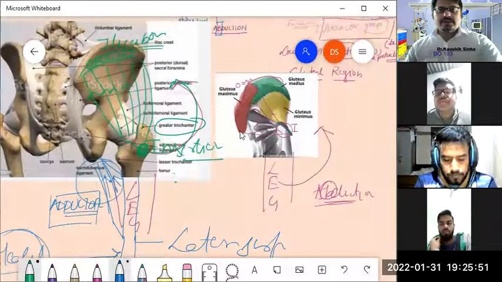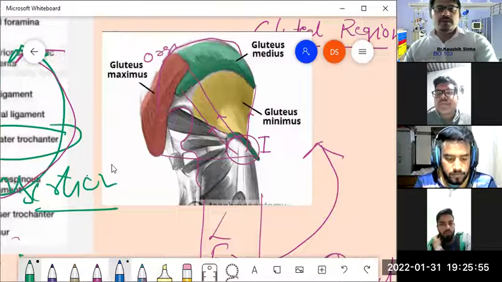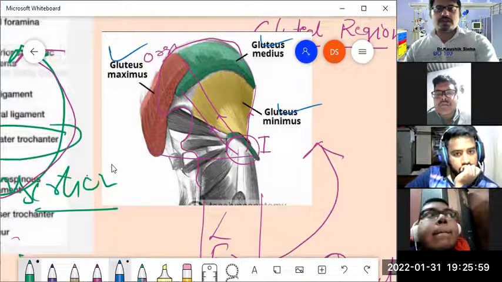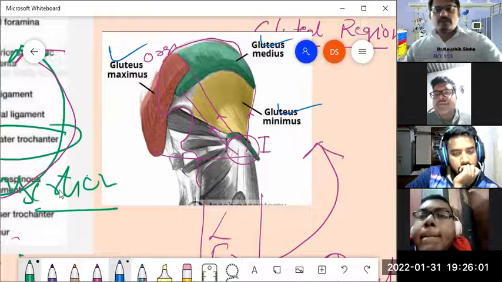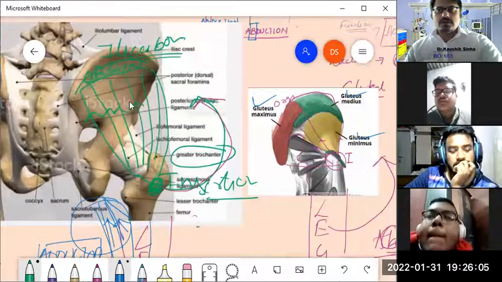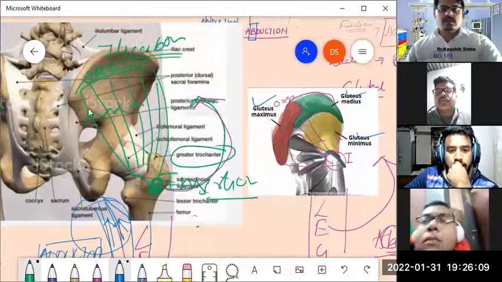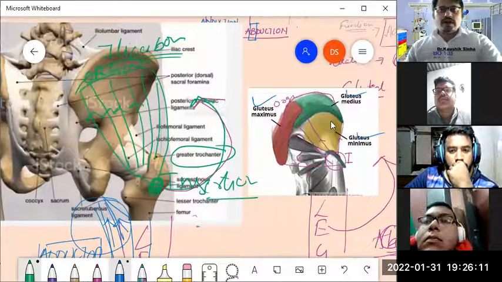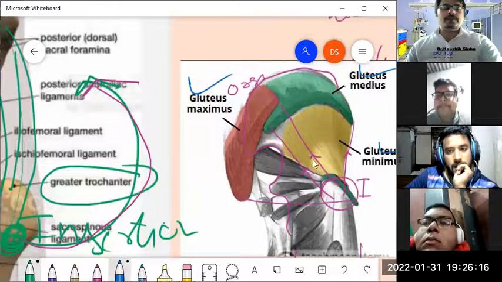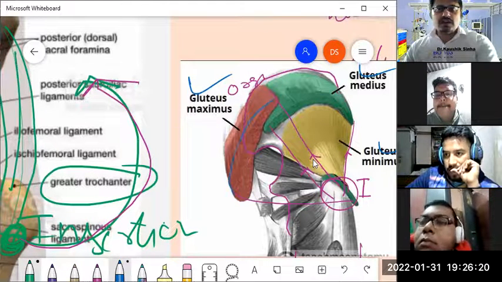So what other muscles are present apart from the gluteus group? Now, in the gluteus group, there are three muscles: the gluteus maximus, gluteus medius, and gluteus minimus. Now, this same hip bone, which is shown here in this particular diagram without any muscles, if we cover the bone with muscles, then this is the appearance that we are supposed to get. Do not consider that these are the whole muscles.